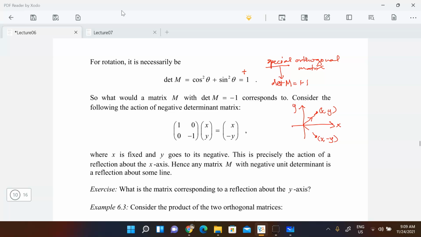So in other words, now we have the understanding that whenever you have an orthogonal matrix with determinant minus 1, then there must be some form of reflection inside that transformation. Here's an exercise that is easy for you to do: just identify the matrix for which, instead of reflection about the x-axis, you have a reflection about the y-axis.